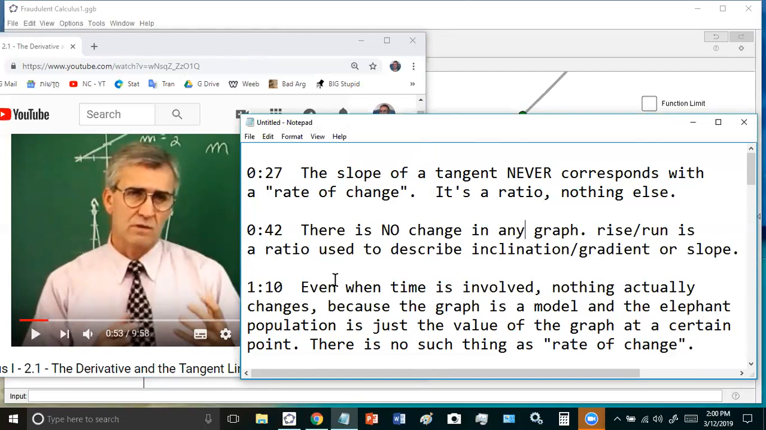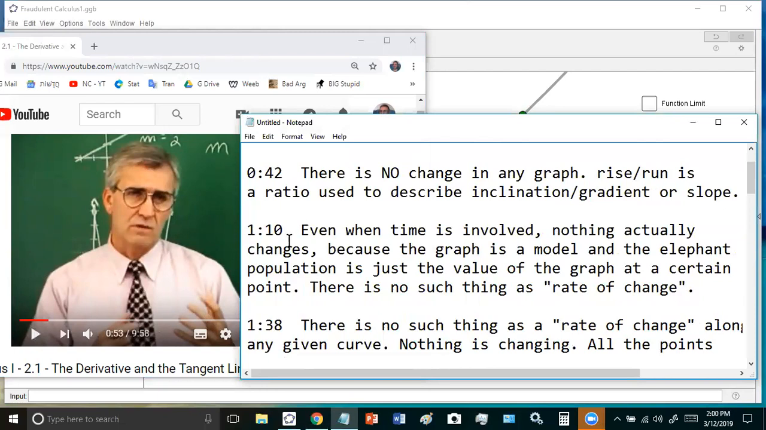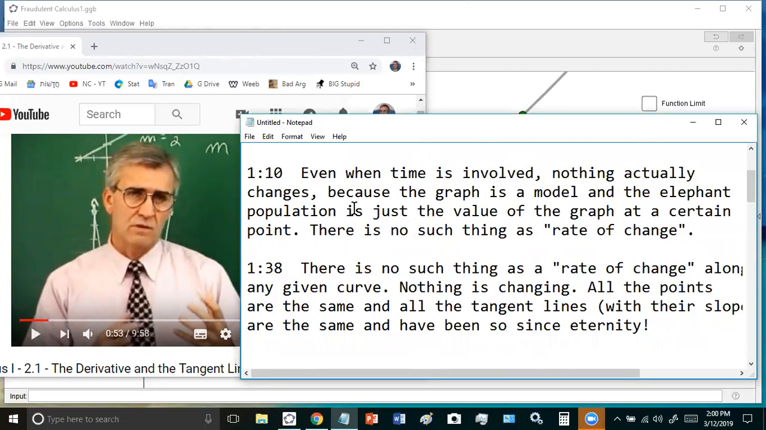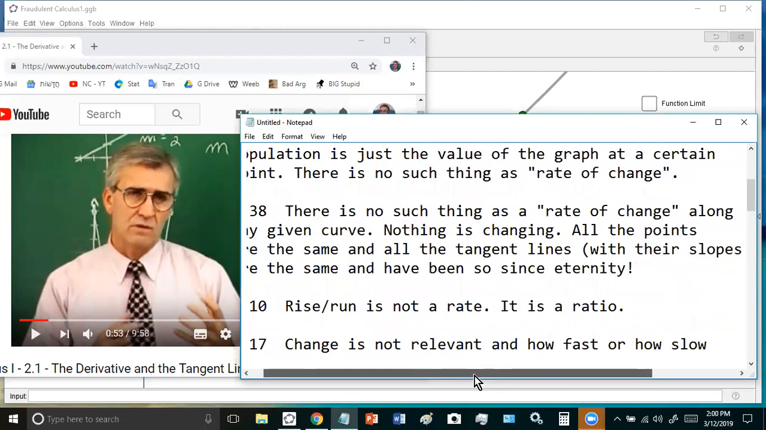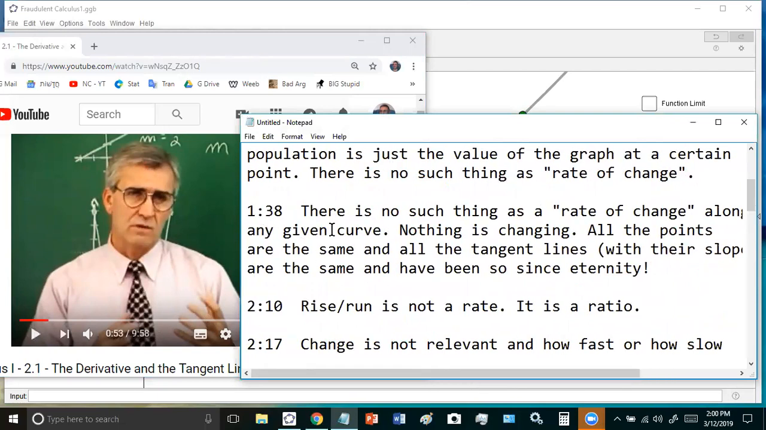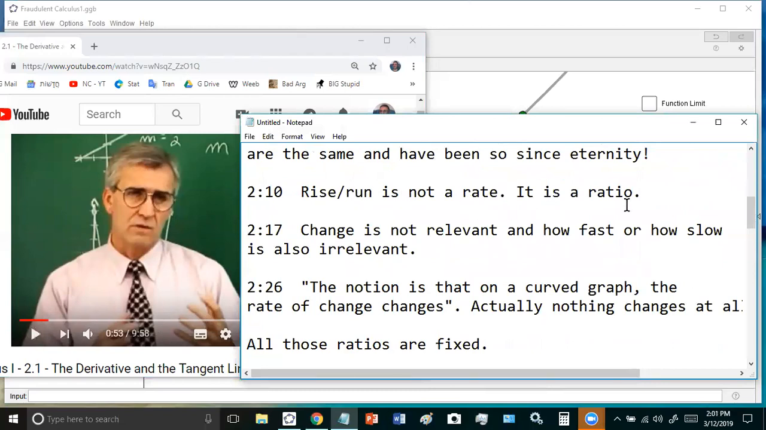Now, at 1:10, he talks again about rate of change, and I'm telling you, as I've just mentioned, that even when time is involved, nothing actually changes because the graph is a model, and the elephant population is just the value of a graph at a certain point. There is no such thing as a rate of change at a point, okay? And furthermore, at 1 minute 38, there is no such thing as rate of change because nothing is changing. All the points are the same, all the tangent lines are the same, and all their slopes have been the same. And rise over run is not a rate, it is a ratio.